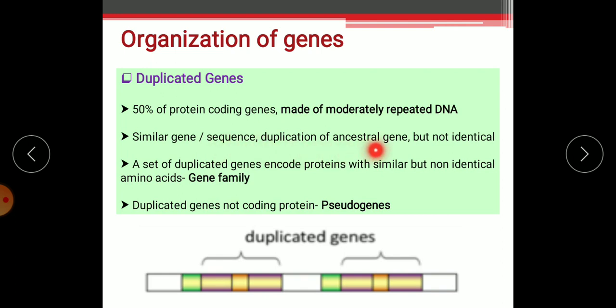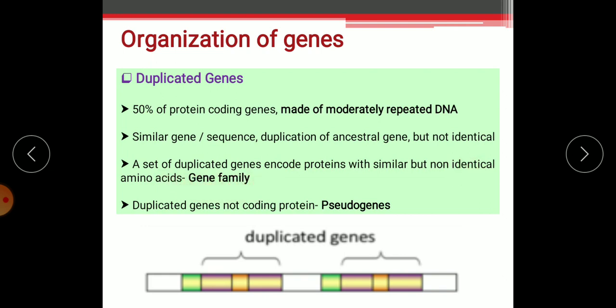Duplication of the ancestral genes means carrying the hereditary information but non-identical. They are similar but not exactly identical. The similar genes or sequences arise by duplication. They are very similar but non-identical. A set of these duplicated genes which encode proteins with similar but non-identical amino acids is called the gene family.